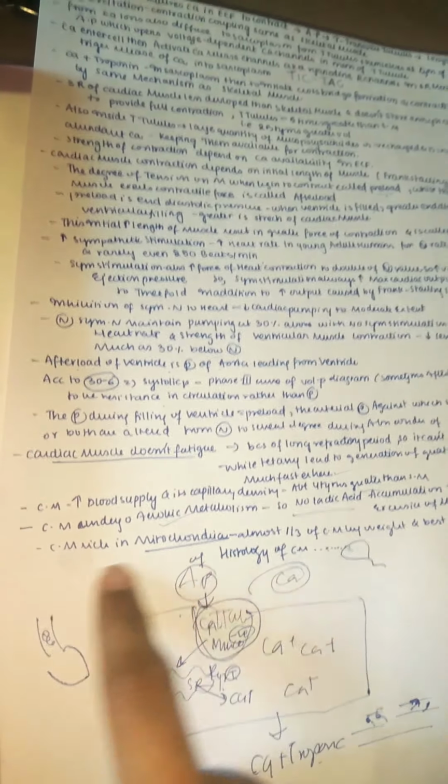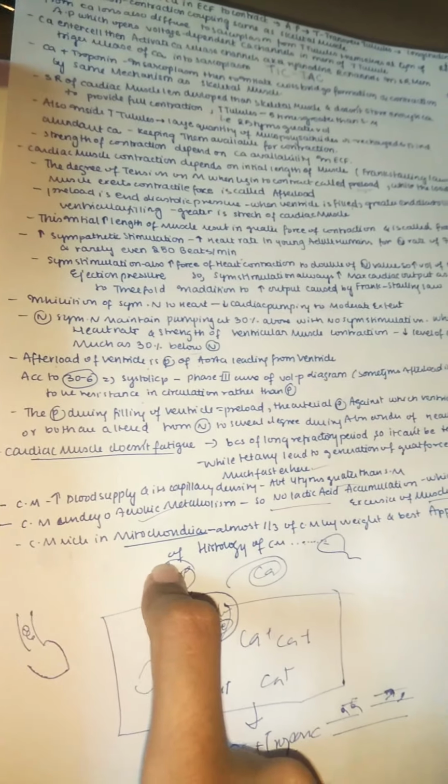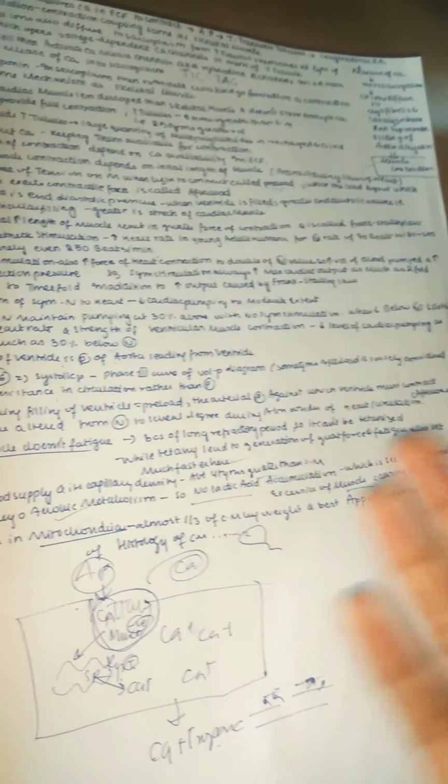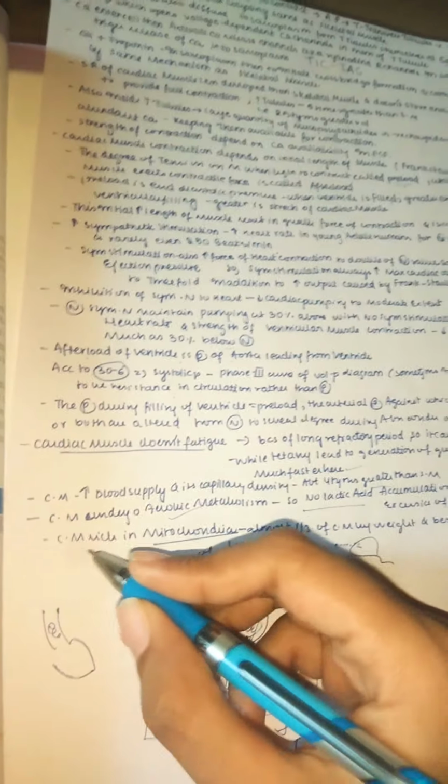Cardiac muscle is also rich in mitochondria, almost one-third of cardiac muscle by weight, best appreciated in our histological diagrams, as we know. So cardiac muscle is mainly rich in mitochondria. With that we can complete our lesson.